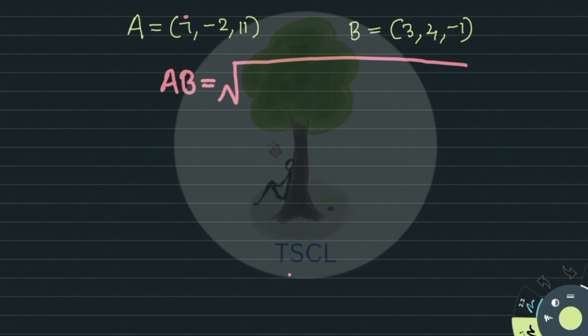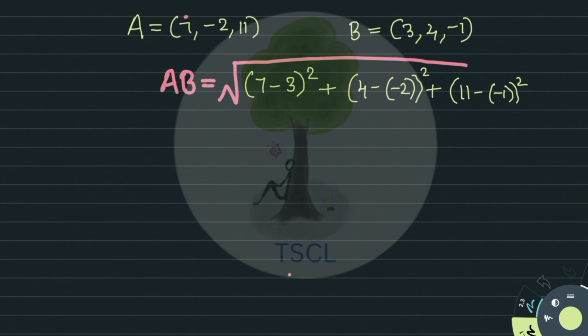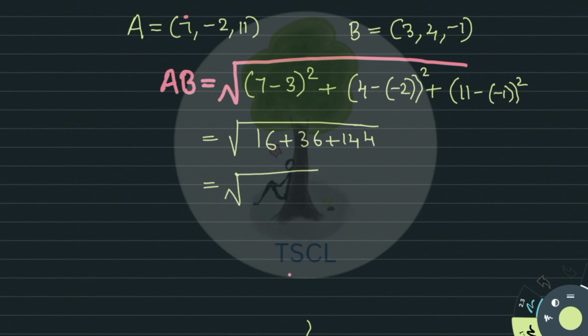So it will be root of (7 minus 3) the whole square plus (4 minus of minus 2) the whole square plus (11 minus of minus 1) the whole square, which is equal to root 16 plus 36 plus 144, which is equal to root 196. Root 196 is equal to 14.